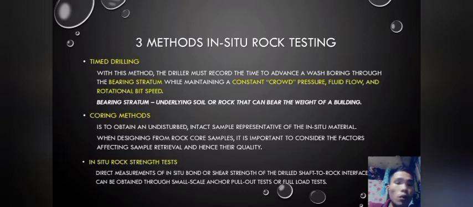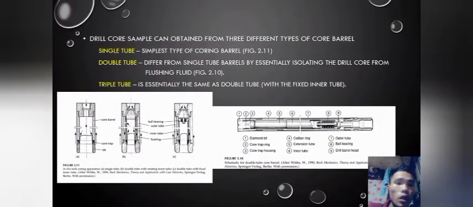Those are the three methods of in situ rock testing. So, drill core sample can be obtained from three different types of core barrel. The first one is single tube, the simplest type of coring barrel.